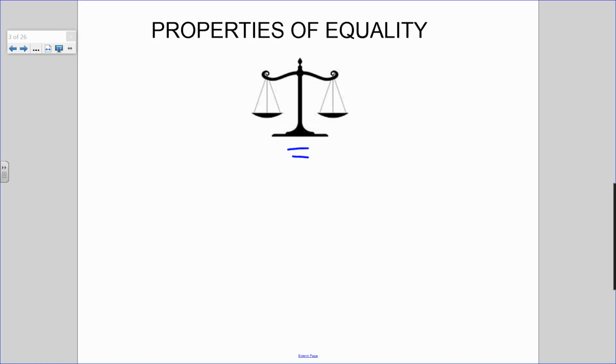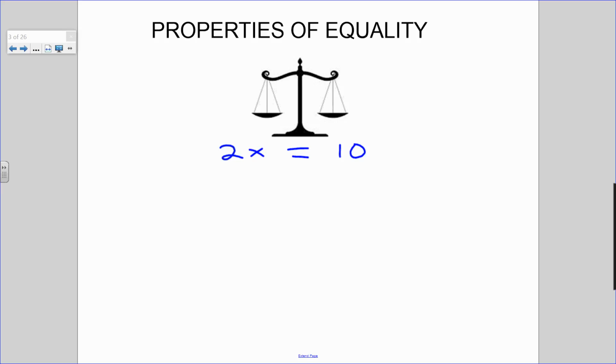So if I have, let's say, 2x equals 10, okay, that's an equation. I can do whatever I want to this equation, no matter what it is, so long as I do it to both sides. It doesn't matter what it is, as long as I do it to both sides, the equation will still maintain equality. So right now, don't even write this down. Just have the title, Properties of Equality. I want to demonstrate something.